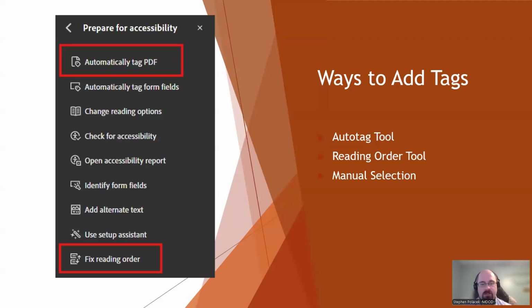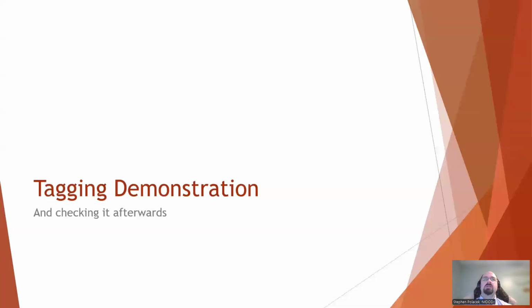In that case, it's the Fix Reading Order button at the bottom that I've highlighted. And then finally, there's manual selection, where we'll be highlighting text itself and adding that to a tag, which is a more complicated process. It's not something I would recommend starting out with, but in some cases with PDFs, because of how moody they can be, sometimes it requires us to do that work. So now we're going to walk through the tagging demonstration and check it afterwards.